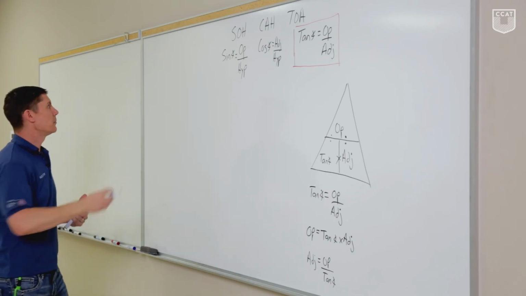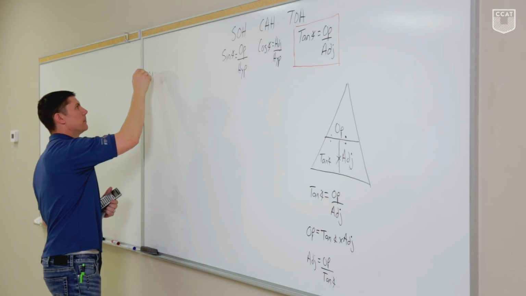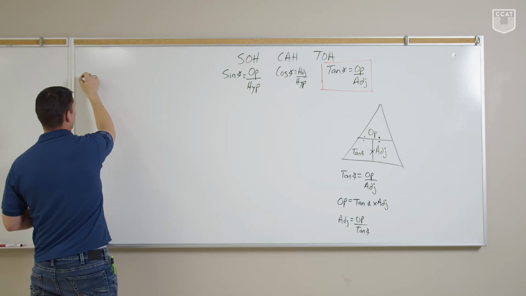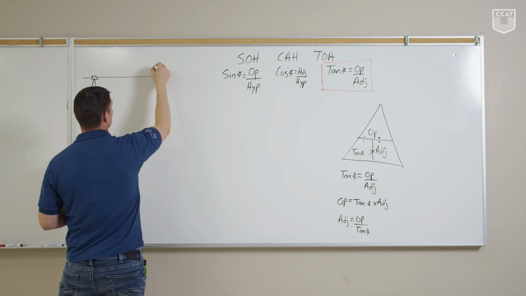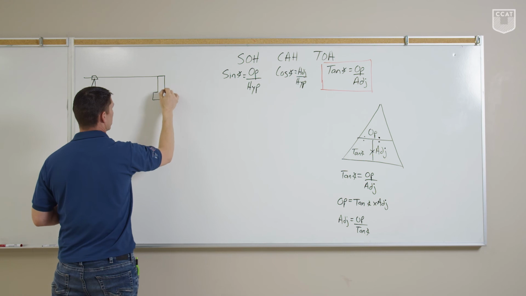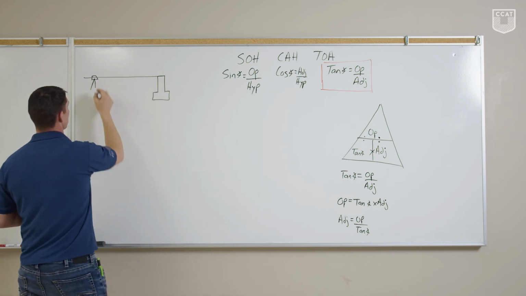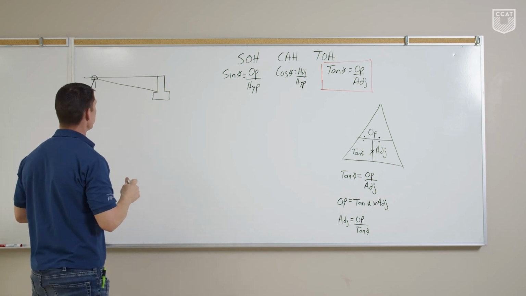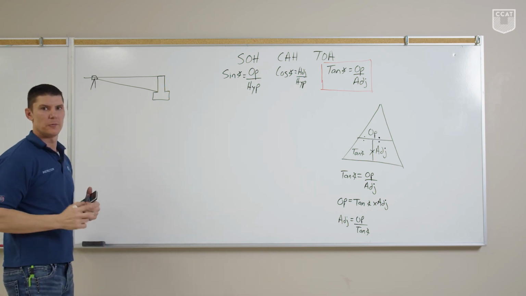Okay, so we'll use an example. Let's say we have our total station set up and we shoot it across at a wall, and we want to figure out the height of this wall. We're going to take our instrument and shoot it down to the bottom of the wall there. We're going to have to be given two pieces of information.